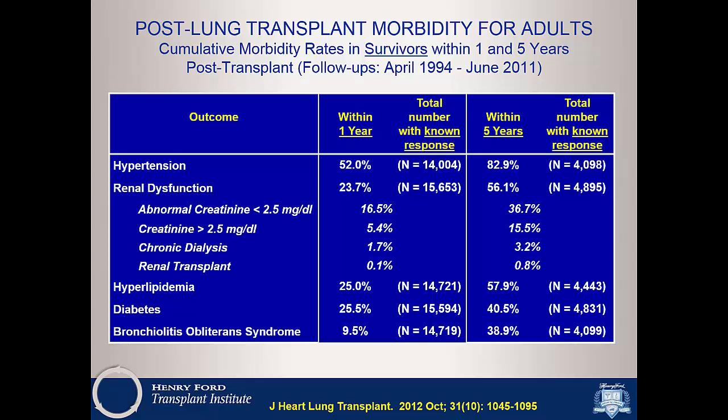So other morbidities that are very commonly seen, I think the first is hypertension, and we'll see that half of people at 1 year will be on multiple blood pressure medications, and by 5 years, like 82% of people have very significant hard-to-control hypertension. Renal dysfunction is very common, and we see that when we start looking at people who have creatinines over 2.5, within 5 years, it's 15%. High cholesterol is also common, as is diabetes.